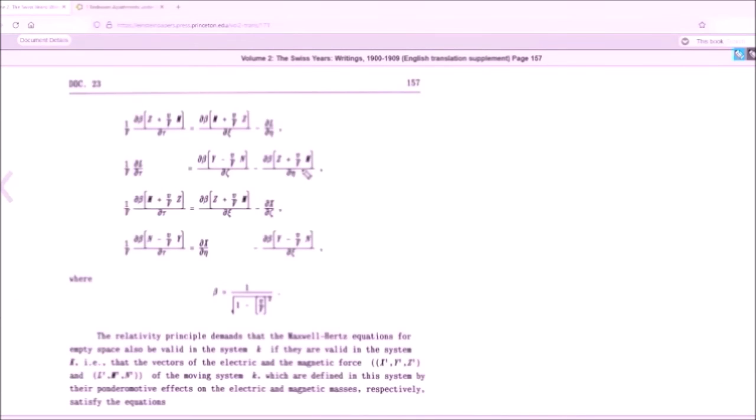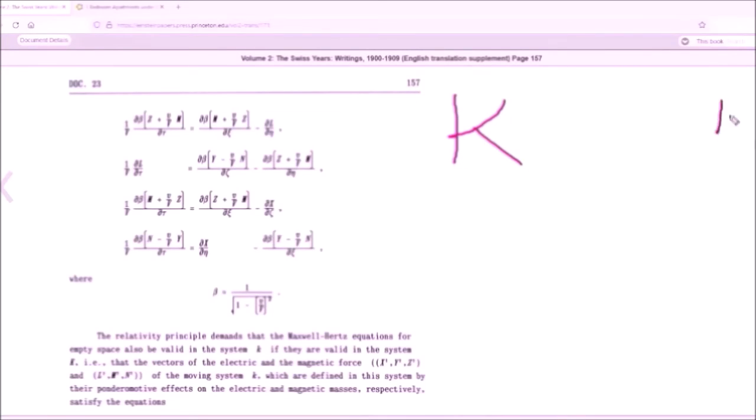As you can tell, Einstein transformed in his own head the components of the electric and magnetic field from the K frame, and the K frame is a rest frame.